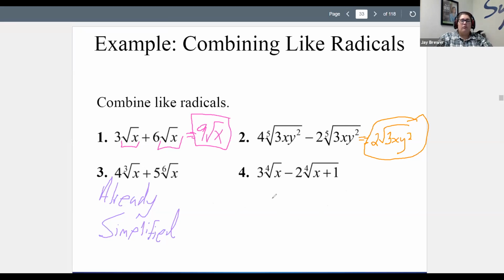Now, for number 4, we realized that our indexes are the same, but what can you tell me about the radicand? You have one positive as well as one negative in the problem. So the negative is in between. That part doesn't necessarily matter. But you have a radicand that's x and a radicand that's x plus 1. Are those the same? No. So because they're not the same, it's already simplified.